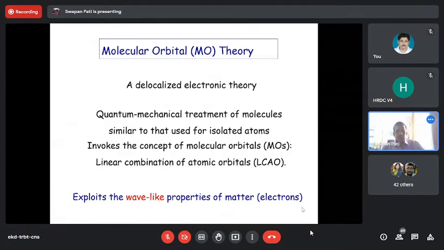All right. So molecular orbital theory is a delocalized electronic theory, quantum mechanical treatment of molecules similar to that used for isolated atoms. It invokes the concept of molecular orbitals, and is a very famous linear combination of atomic orbitals which are involved in molecular orbital theory. It exploits the wave-like properties of matter, the electrons which are not considered as particle but like a wave.